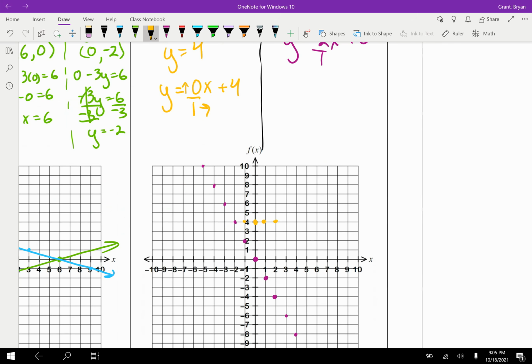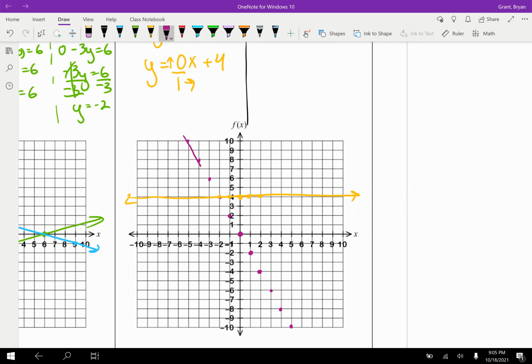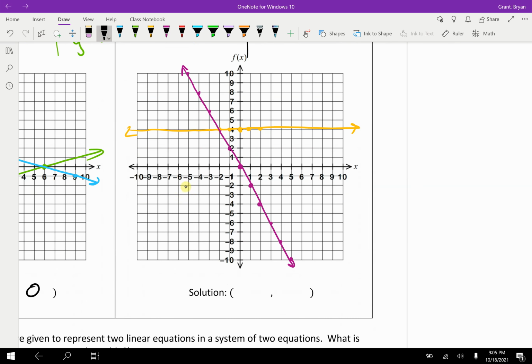And so we can see that this horizontal line is indeed going to cross the purple graph once I can figure out how to draw a somewhat straight line. Decent. And so it looks to me like they intersect or cross at the point -2, 4.